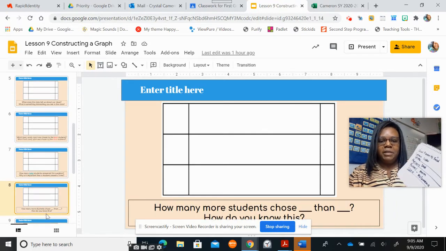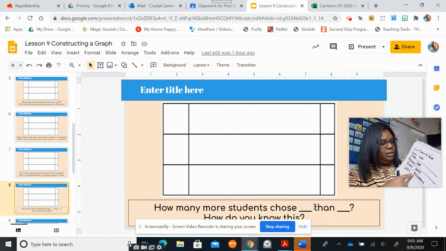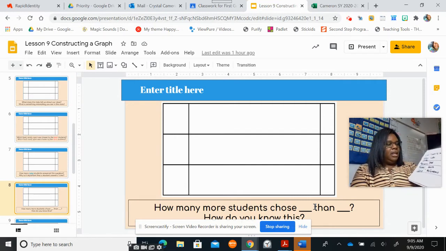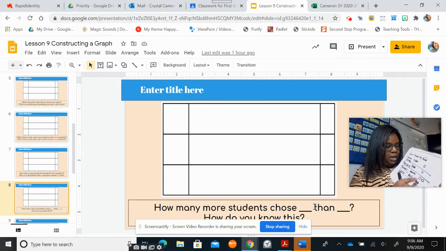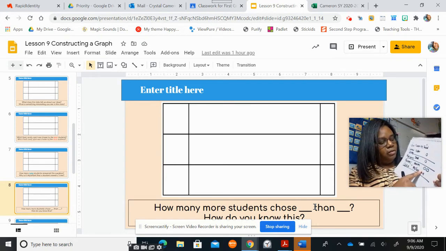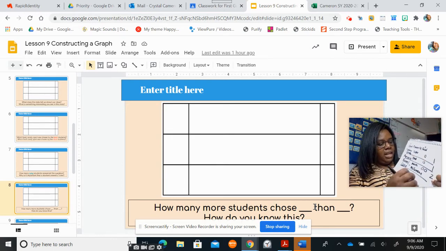On the next page, how many more family members chose funnel cake than cotton candy, and how do you know this? What you could do here, which will be really simple, is draw circles to show each person. So 2 people liked funnel cake, one person liked popcorn, and one person liked cotton candy. You would only choose one to compare to your largest one.